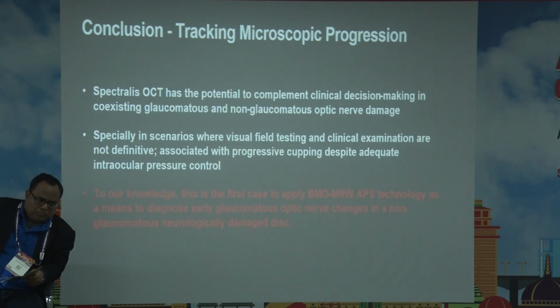And this particular technology, it's one of the first cases to apply this, and it is due for publication, not yet published, with the APS Brooks membrane opening minimum rim width for early diagnosis of glaucomatous damage, even in a neurological case or a non-glaucomatous neurologically damaged disc.